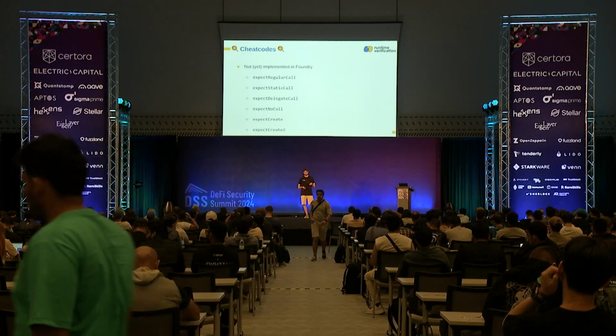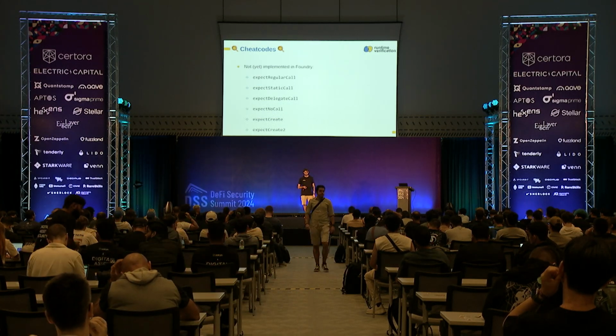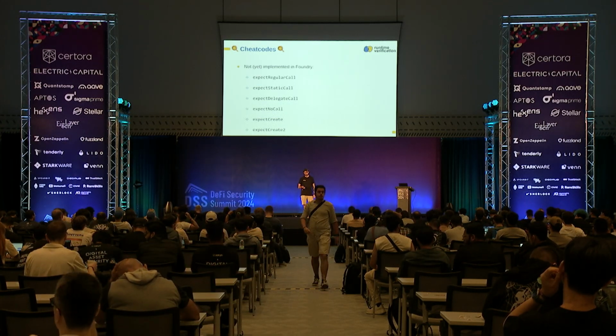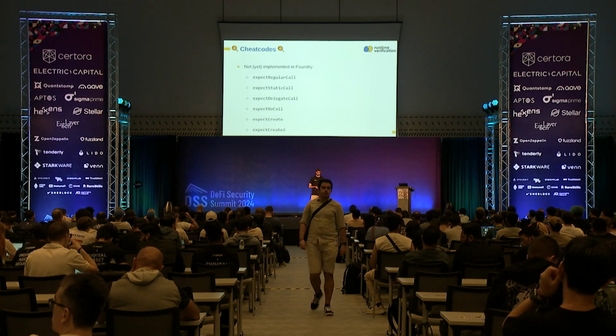These cheat codes are not yet implemented in Foundry. They are sort of in the pipeline. So these are cheat codes that we still have. For Foundry, you have expect call, which for us is expect regular call. But we wanted to also have some more granularity when we're writing our tests. So in particular, we have these calls with these cheat codes, which are kind of self-explanatory.